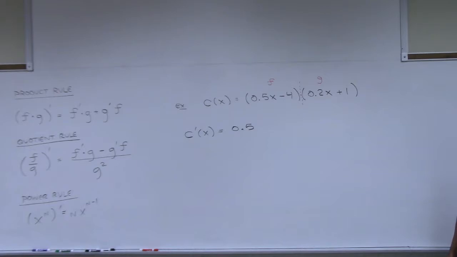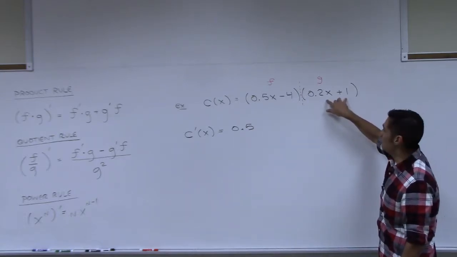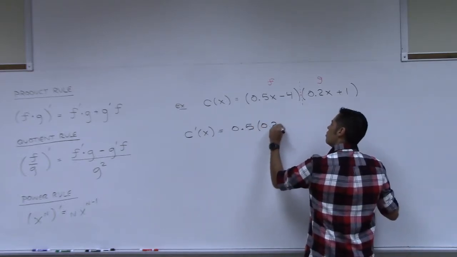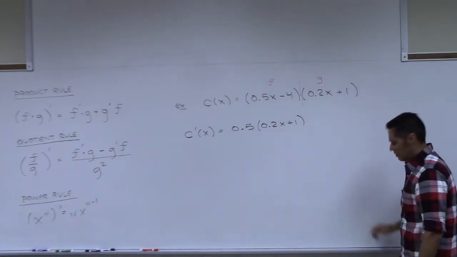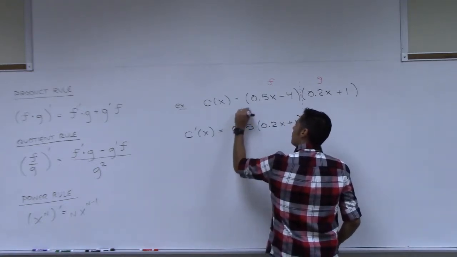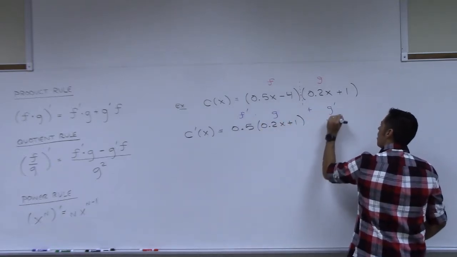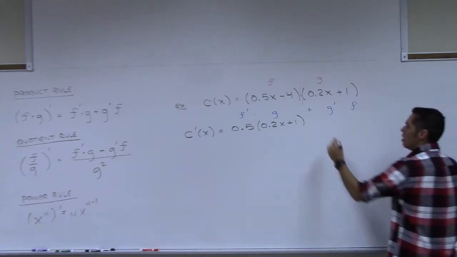Now what comes next? Times g. Just g, right? Just g, which is this. And I should use parentheses or not? Yes, absolutely. So 0.2x plus 1. All right, so all I've done so far in the formula, I've done f prime, there's that, times there's g, now I need to do plus, then I need to do g prime, and then times f, right? That's what I'm going to try and do here. So I'm going to put plus.